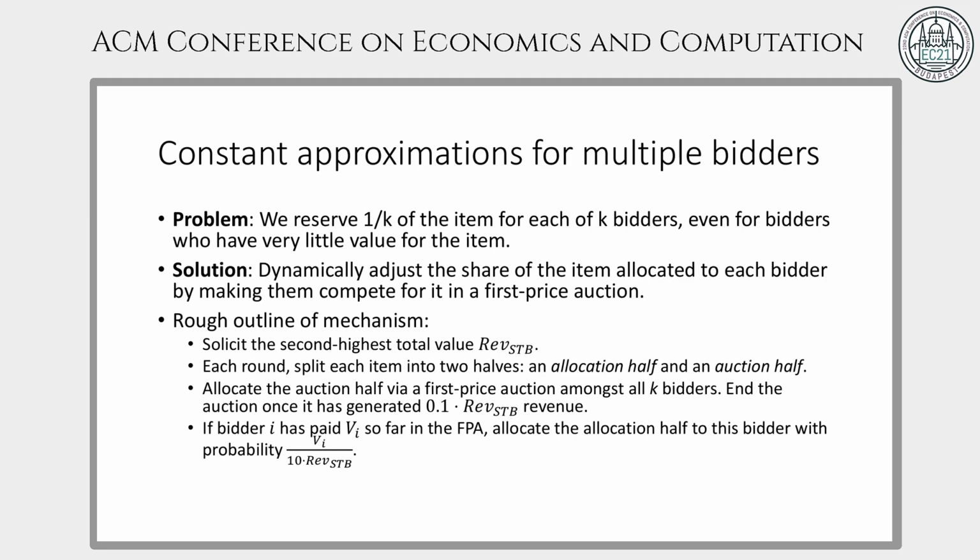But even if it hasn't ended, regardless, in order to incentivize people to participate in this auction, we allocate the allocation half as follows. If the bidder I has paid V sub I so far in the first price auction, we allocate the allocation half of the item to the bidder with some probability which is proportional to V sub I. So this is reminiscent perhaps of our pay-to-play mechanisms. And how you should interpret this mechanism is that bidders are really buying shares of the item, future shares of the item in the auction half. So every $5 they spend in the auction half corresponds to $5 over something shares of the item for the future rounds of the protocol.